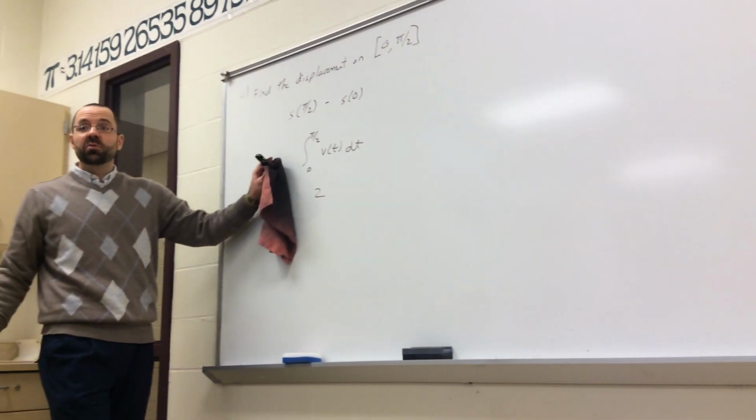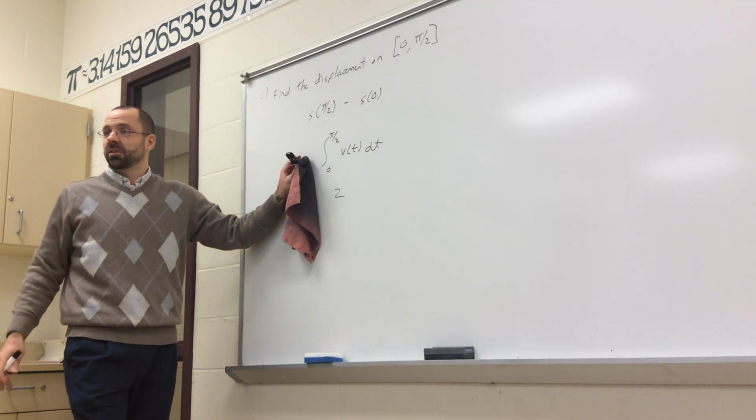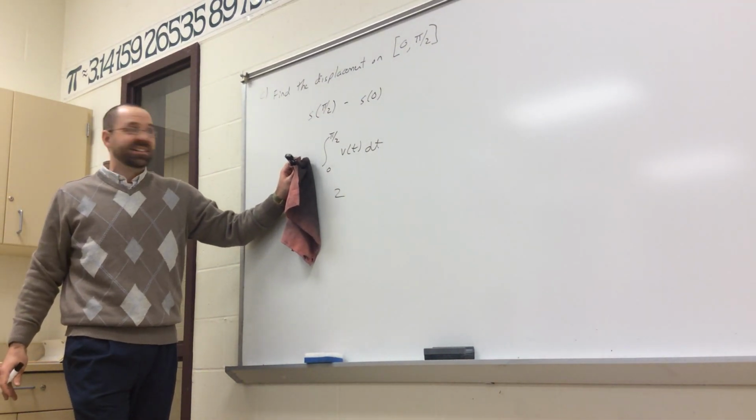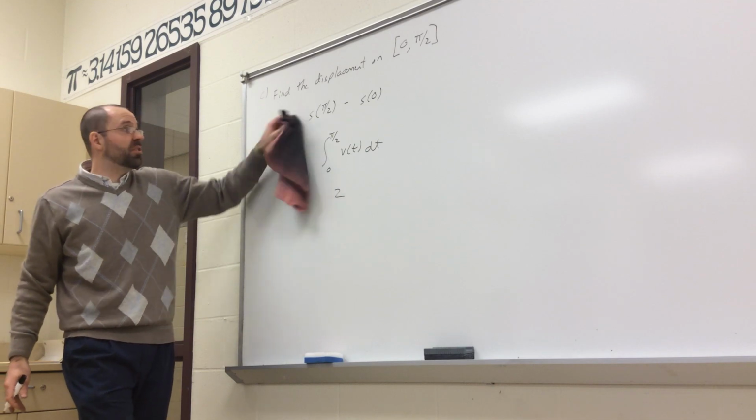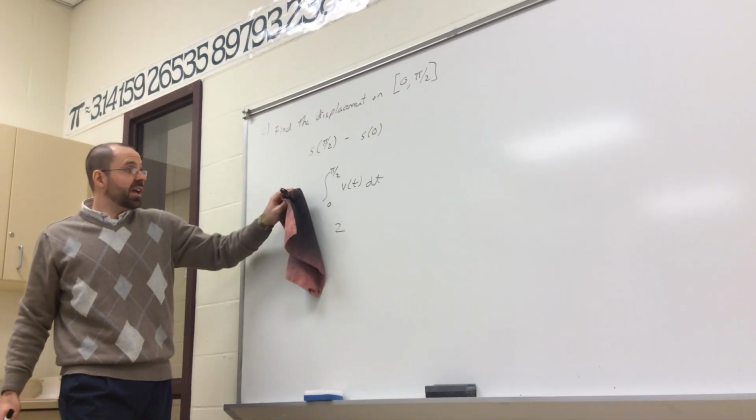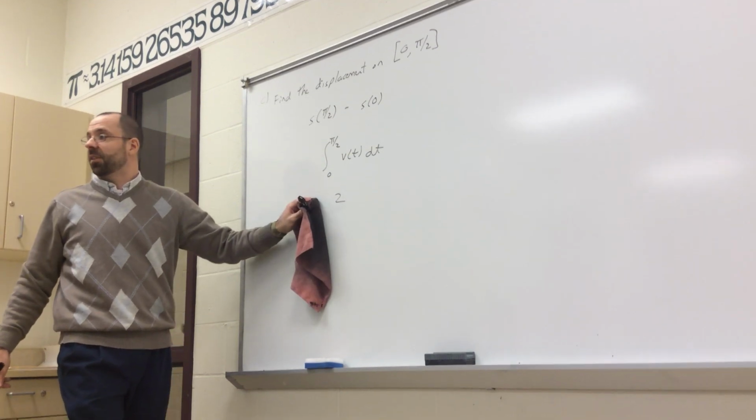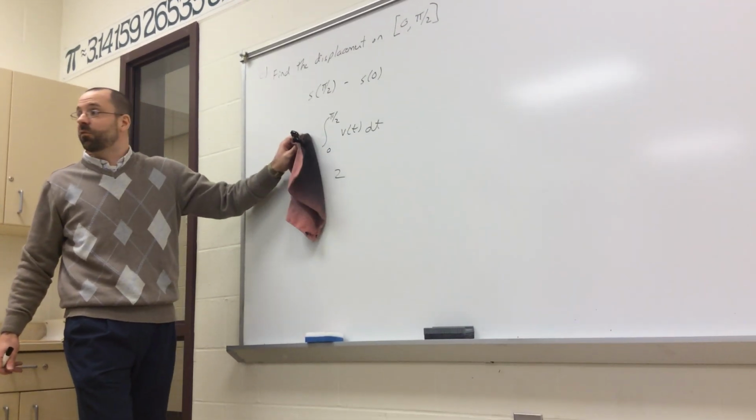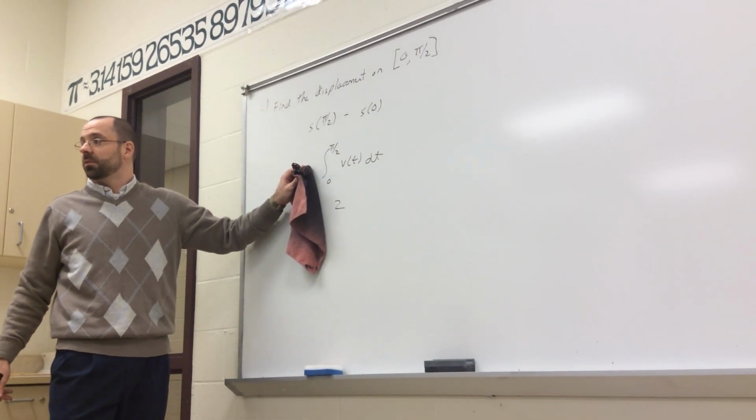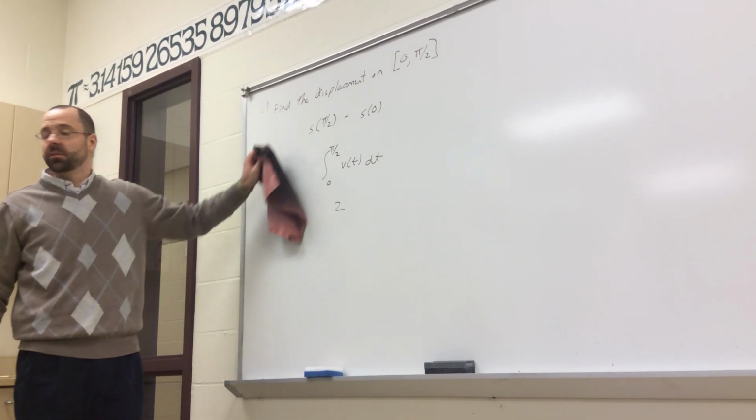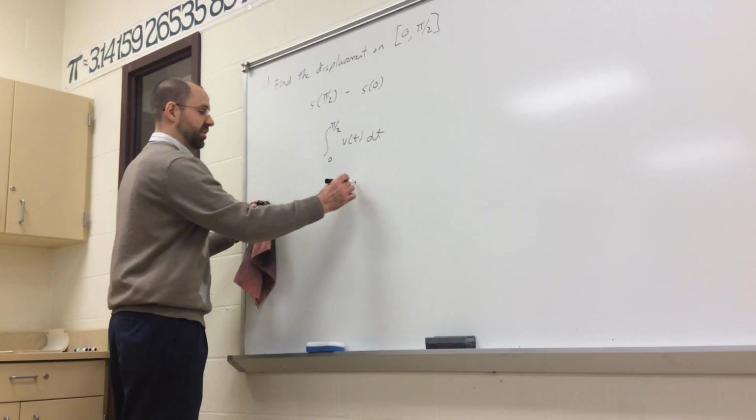Because then if you have a calculator, this is easier than this, right? You just type in math 9, velocity, 0 to pi over 2, and you're done. You don't even have to think. So it's good to know this formula in addition to that formula. Displacement is 2 meters, right?